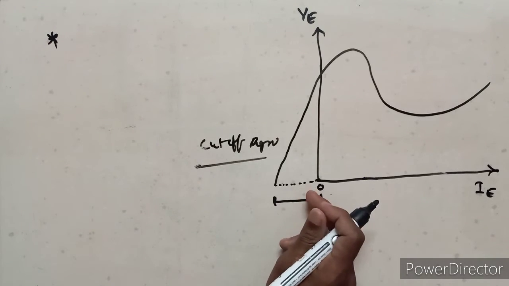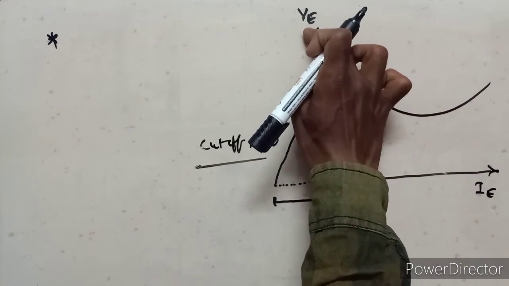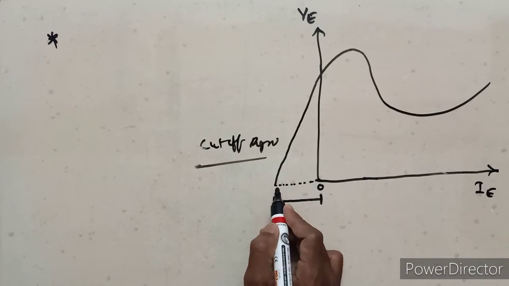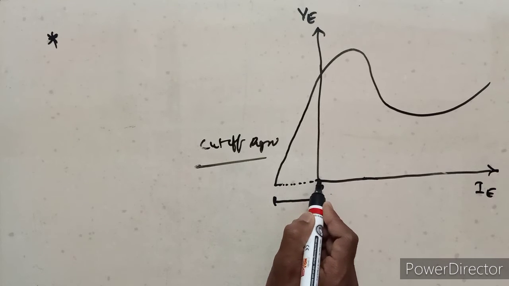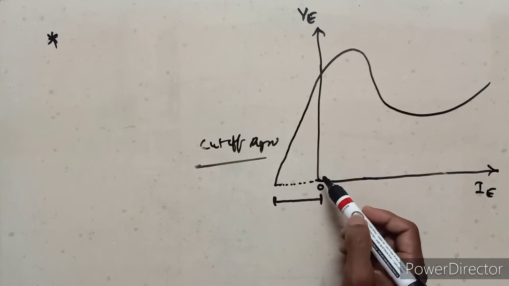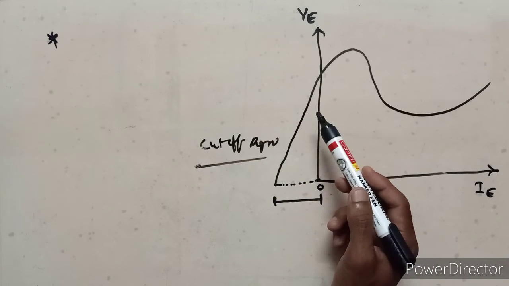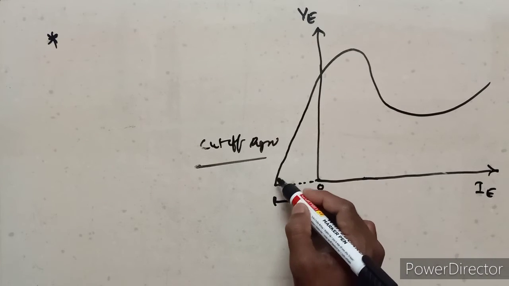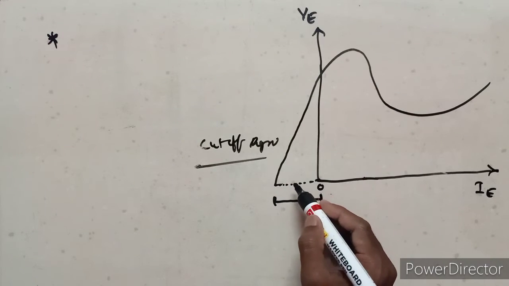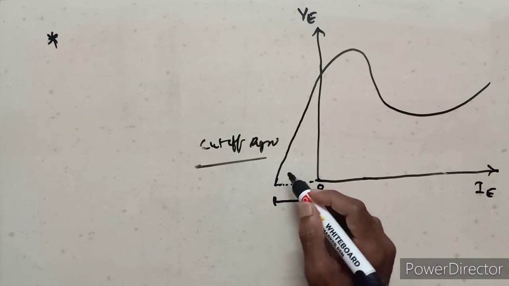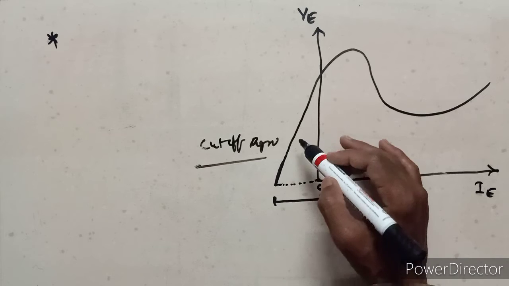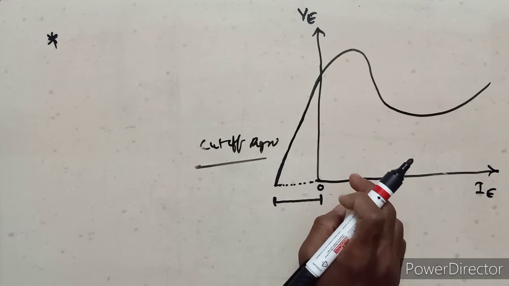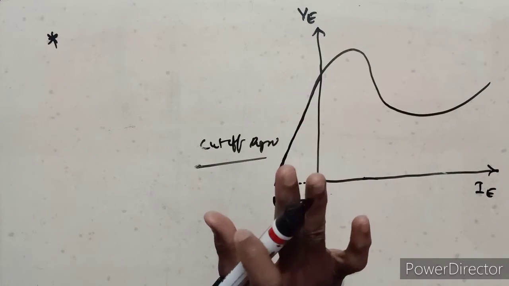Initially in the cutoff region, as emitter voltage increases below zero, a slight leakage current flows from emitter to base B2 due to the minority carriers in the reverse bias diode. So this is the cutoff region. Generally the leakage current flows from emitter to base due to minority carriers in the reverse bias diode.